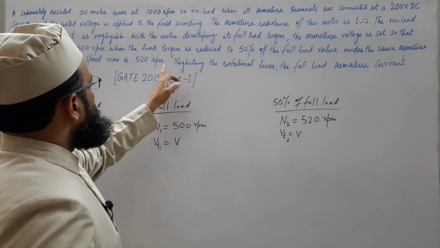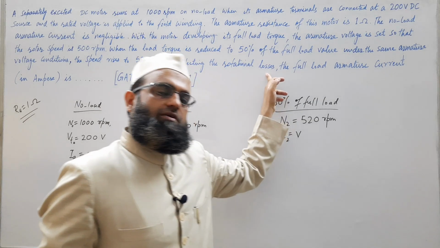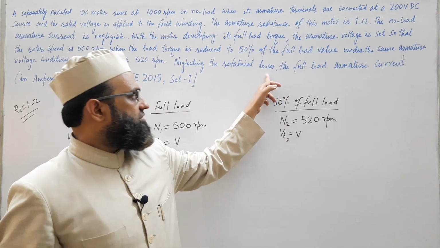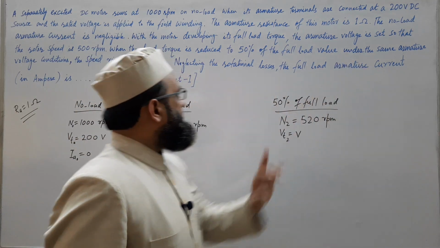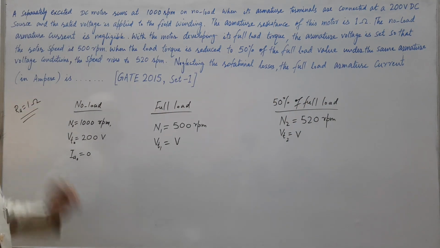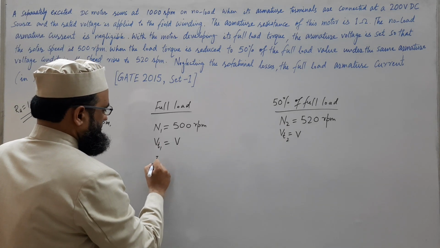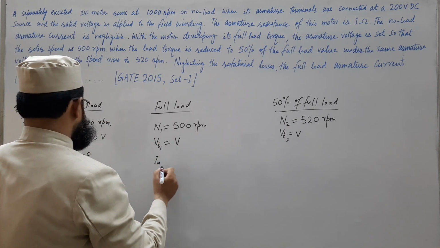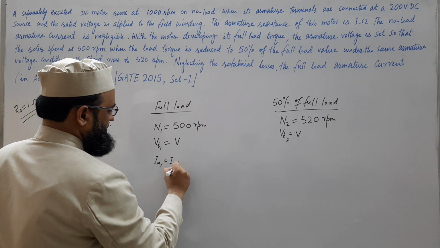What has been asked? Neglecting the rotational losses. Again, rotational losses are core losses and friction and windage losses. Losses are ignored. The full load armature current in ampere is asked. So here armature current has been asked. So IA1, let us say IAFL, full load.